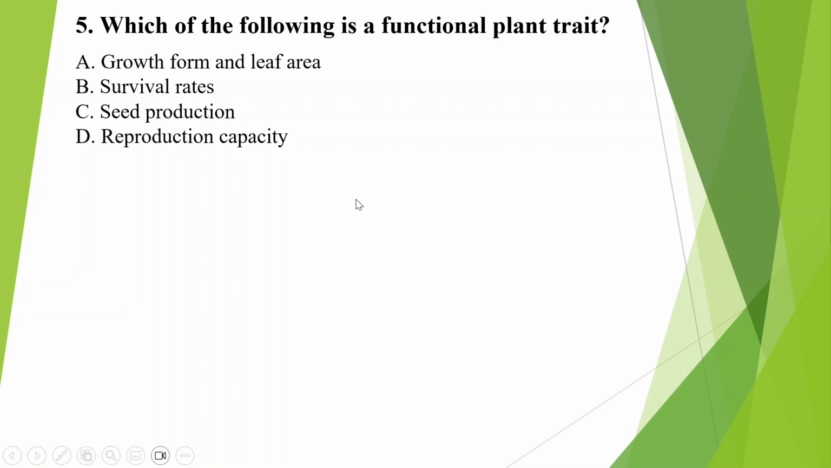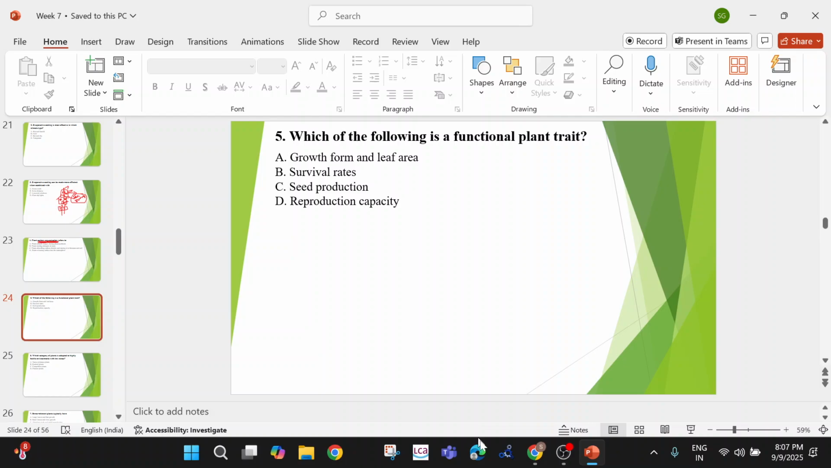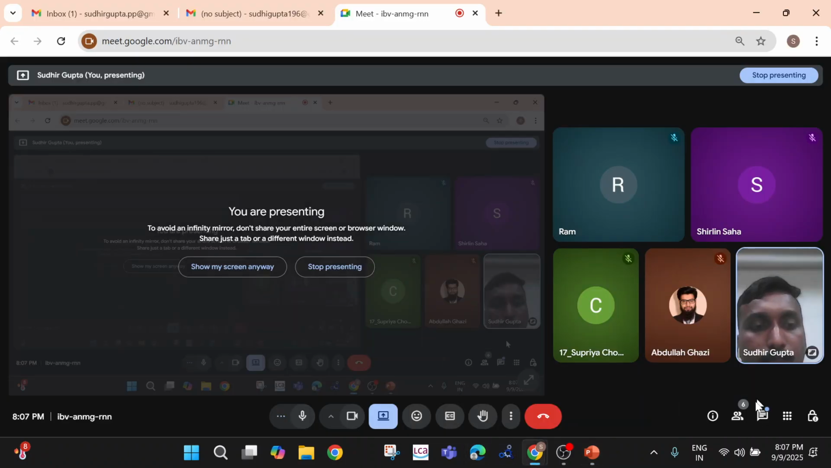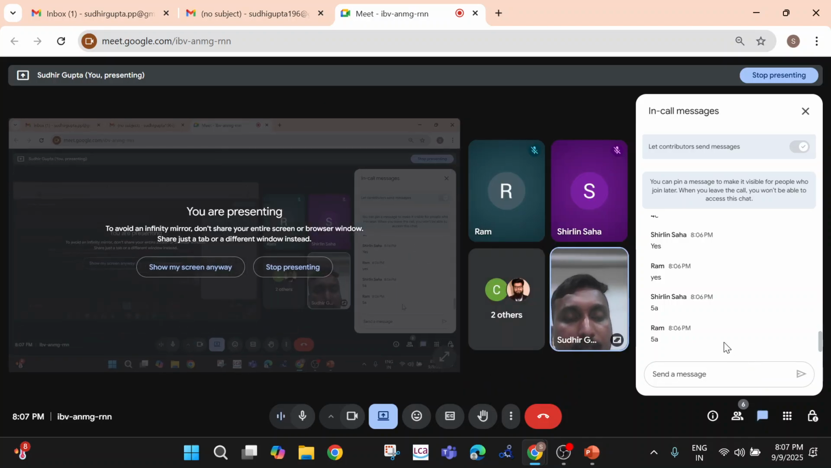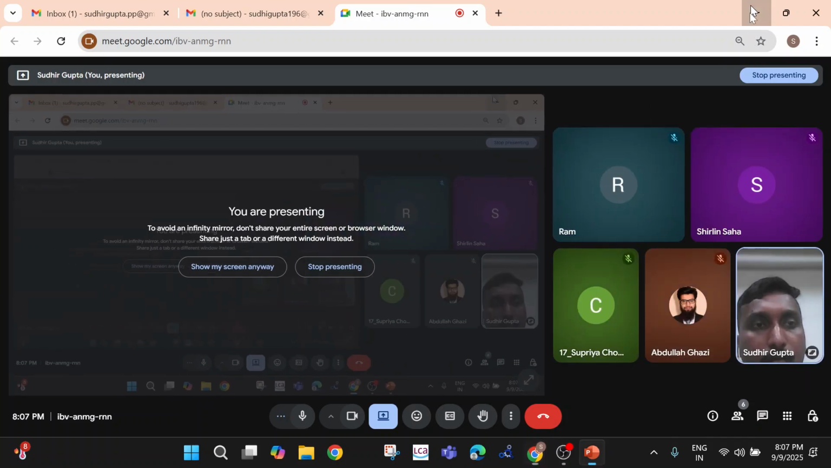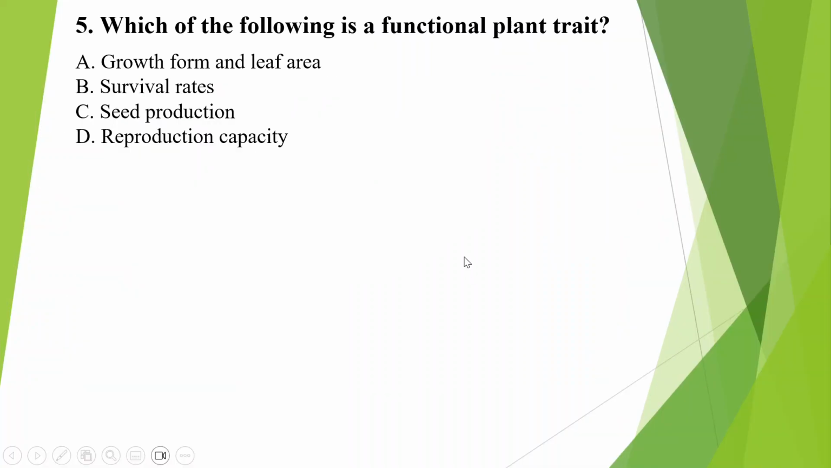what is the function or what is the behavior, you can say, how you can identify functional plant trait? 5A, most of you are saying 5A. Let's see what is 5A. Growth form and leaf area.